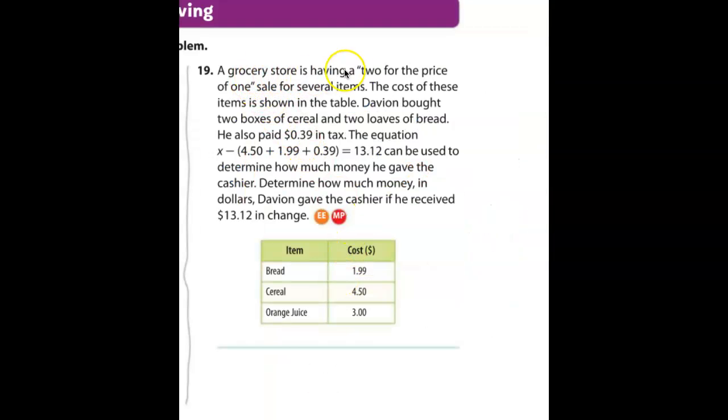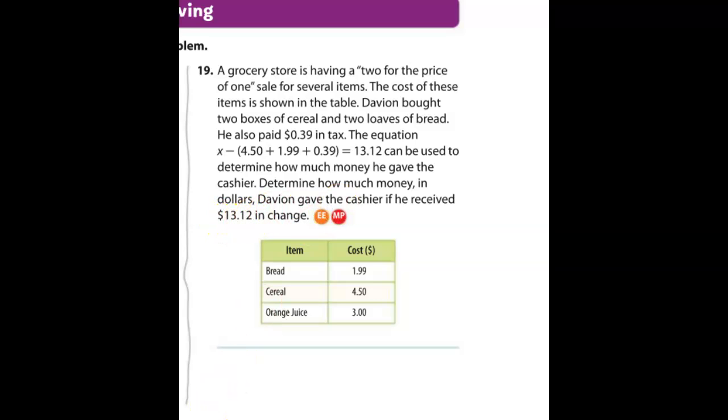Number 19, a grocery store is having a 2 for the price of 1 sale for several items. The cost of these items is shown in the table. Davion bought 2 boxes of cereal, 2 loaves of bread. He also paid 39 cents for tax. The equation X minus (4.50 plus $1.99 plus 39 cents) is equal to $13.12 can be used to determine how much money he gave the cashier. Determine how much money in dollars Davion gave the cashier if he received $13.12 in change.